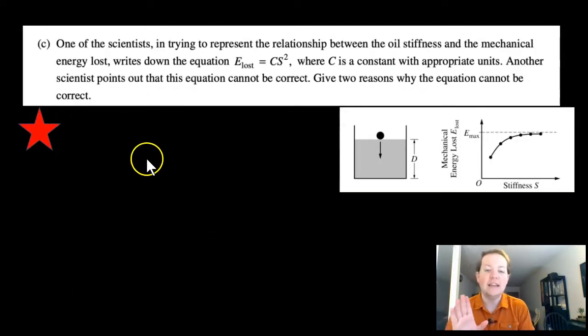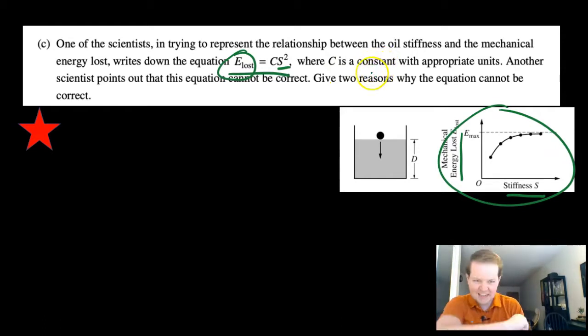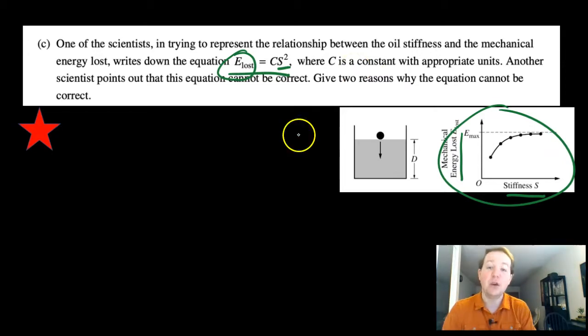Let's get into 1C. 1C says one of the scientists is trying to represent a relationship between the oil stiffness and the mechanical energy lost. Okay, so they're trying to now essentially come up with an equation for this graph, because this is a graph of mechanical energy lost and stiffness. So now they're trying to write an equation for mechanical energy lost and stiffness. C is a constant. Remember, pretty much ignore the constants unless the question's really trying to nudge you to analyze that constant. Okay, but if they just say there's a constant with appropriate units and then they just kind of move on, you can pretty much ignore it.